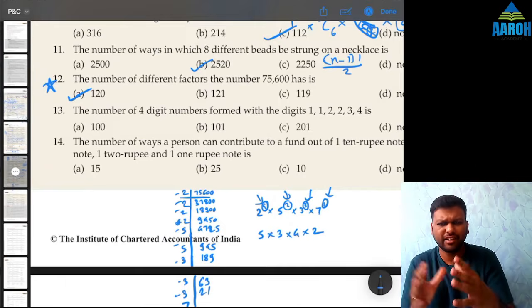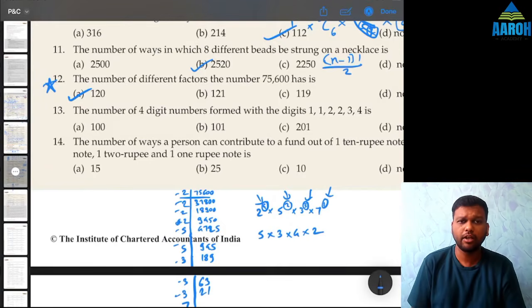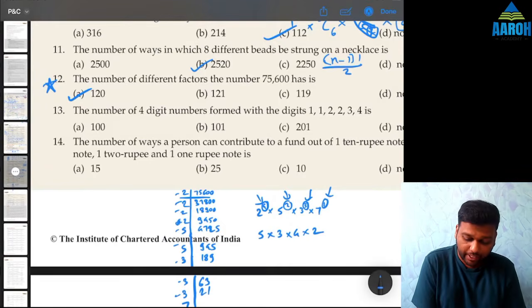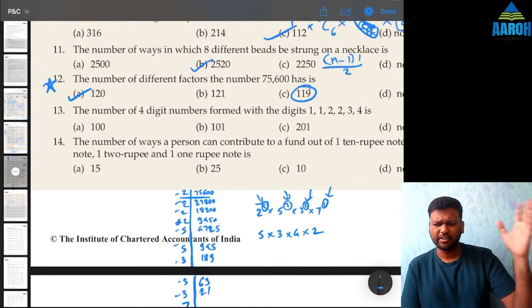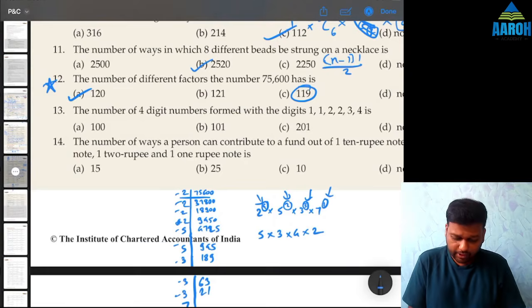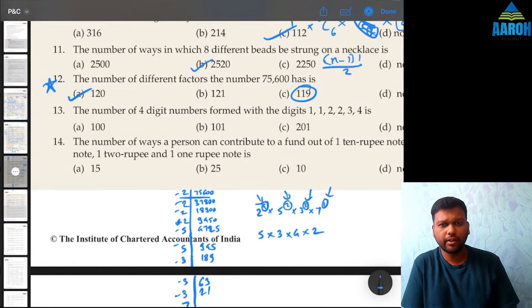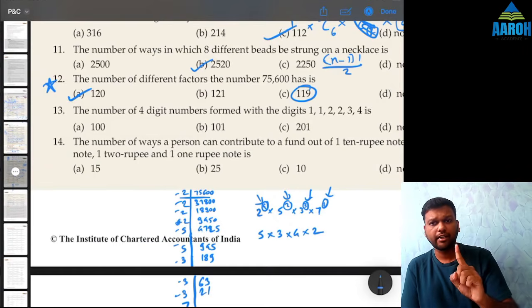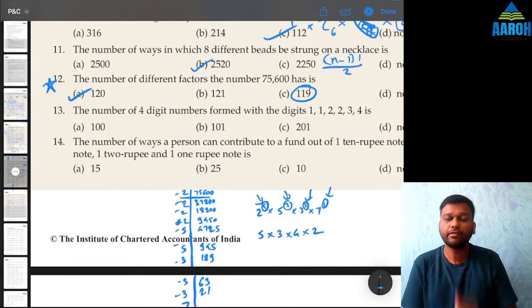So you can remember this trick directly rather than applying the formula. I think they have given 119 at the back. I am not sure. I had seen it some time back while teaching this in the batch, but 119 is not correct. Different factors is 120 only, because 1 is also a factor and 75,600 is also a factor of that number.